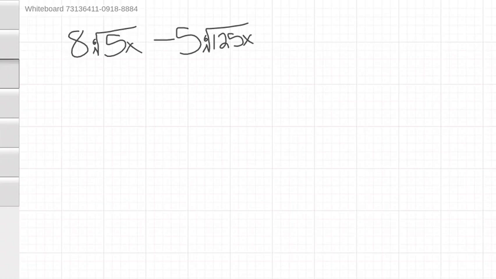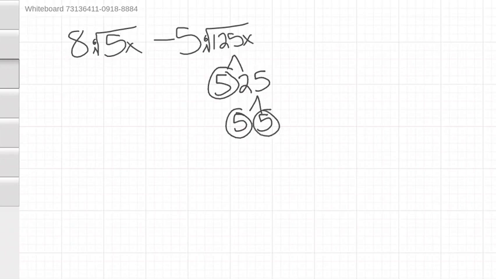Let's try 8 6th roots of 5x minus 5 6th roots of 125x. So the indexes are definitely the same, but the radicands aren't. So let's simplify 125x. 125 can be simplified into 5 and 25. 5 is prime, but 25 isn't. 25 can be simplified into 5 and 5. Find our pairs, and then write it simplified.